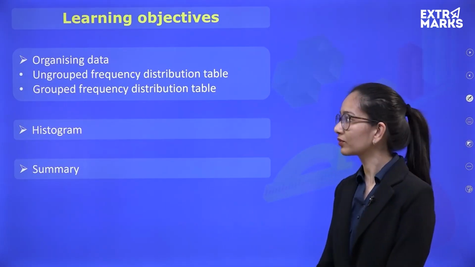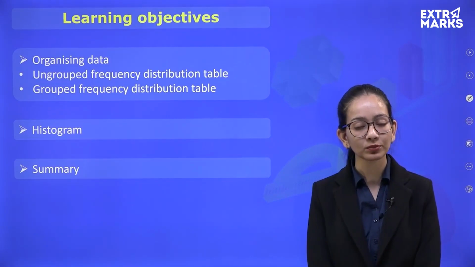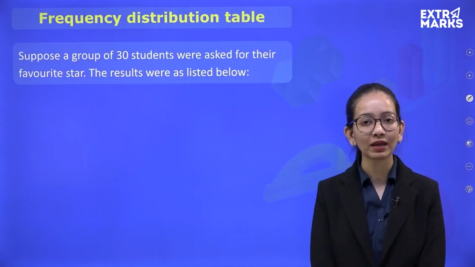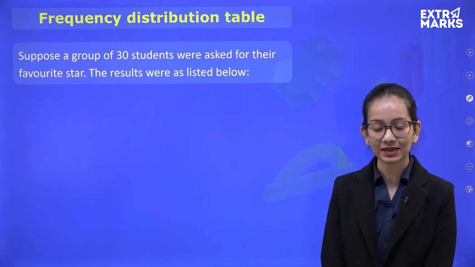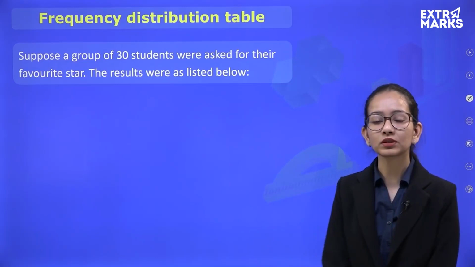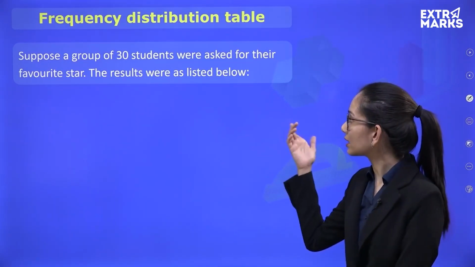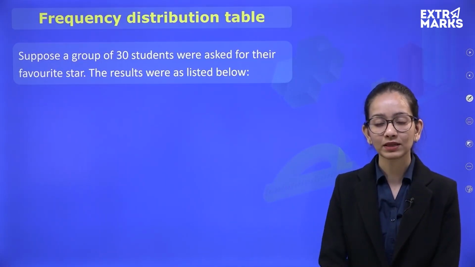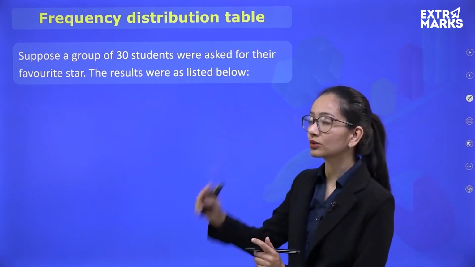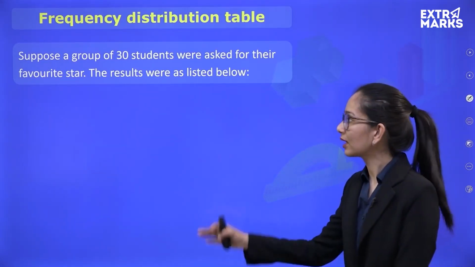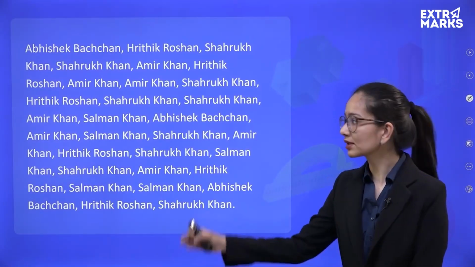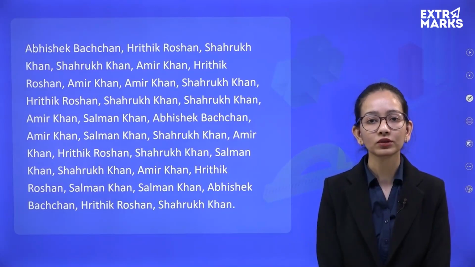So let's start with the very first topic, that is ungrouped frequency distribution table. Let's understand how we make a frequency distribution table. Let's take an example. Suppose a group of 30 students were asked for their favorite star. That means I asked for their favorite star to the group of 30 students. Now, these are the results. So these are the favorite stars of 30 students.